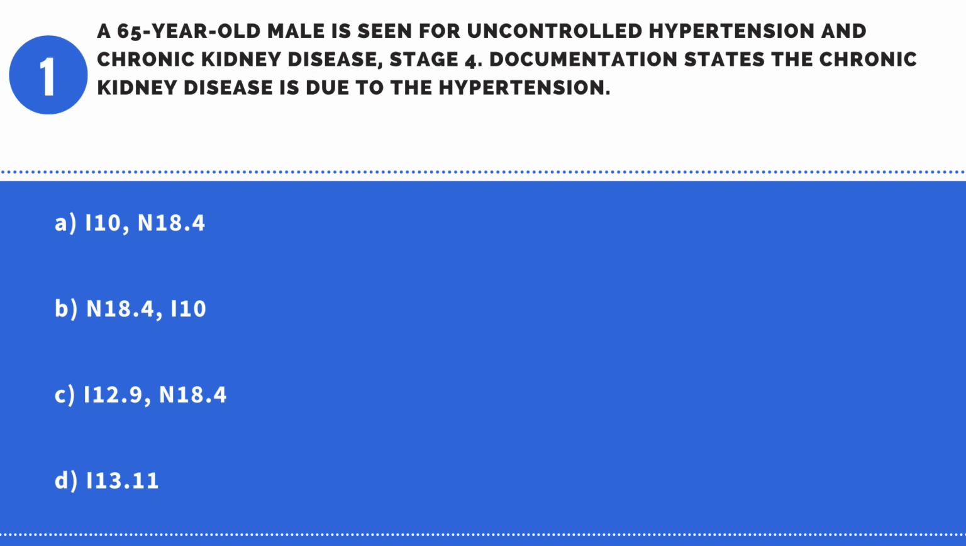Question 1. A 65-year-old male is seen for uncontrolled hypertension and chronic kidney disease, stage 4. Documentation states the chronic kidney disease is due to the hypertension. A. I10, N18.4. B. N18.4, I10. C. I12.9, N18.4. D. I13.11.